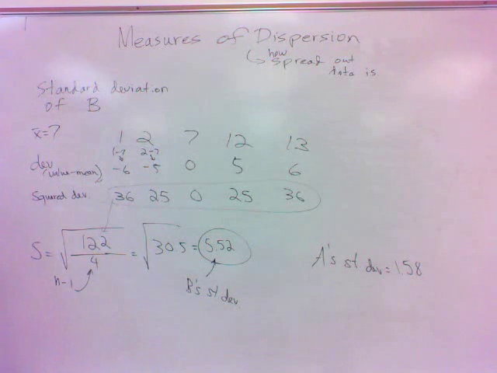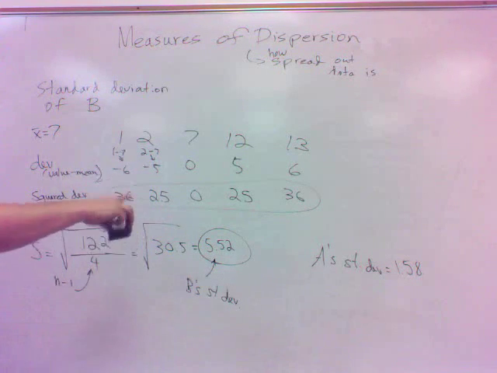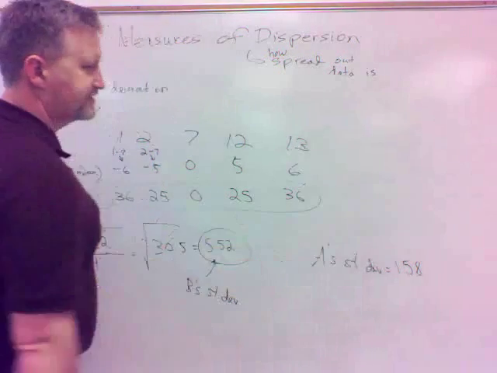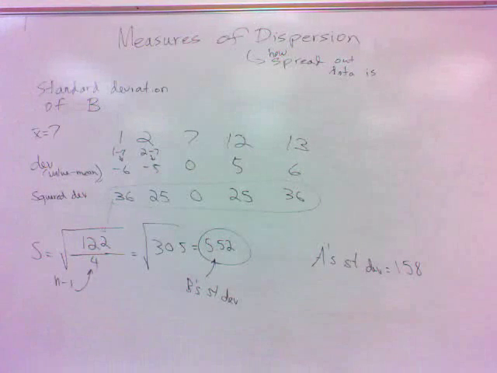Okay? All right, so yeah, standard deviation. B is more dispersed. It has a higher standard deviation. Okay? All right, now let's go to another example here, if that's okay. Any other questions on that one?